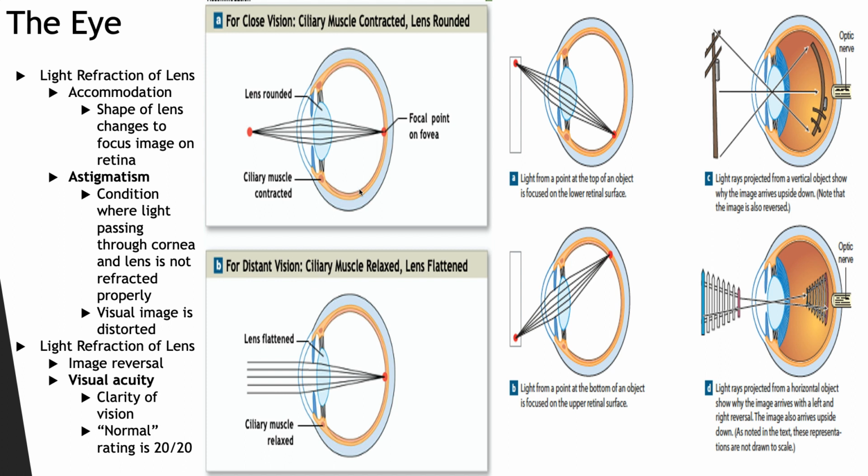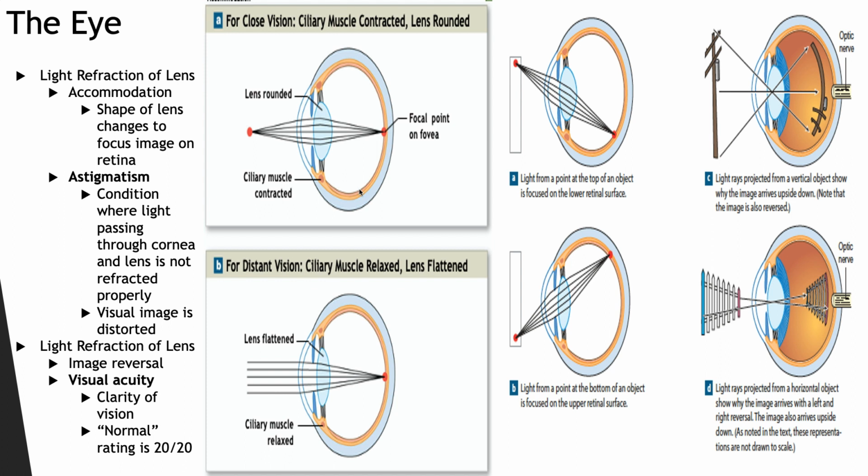Accommodation is the automatic adjustment of the eye to give us clear vision. During accommodation, the lens becomes rounder to focus the image of a nearby object on the retina. The lens becomes flatter to focus the image of a distant object on the retina. So how does the lens change shape?